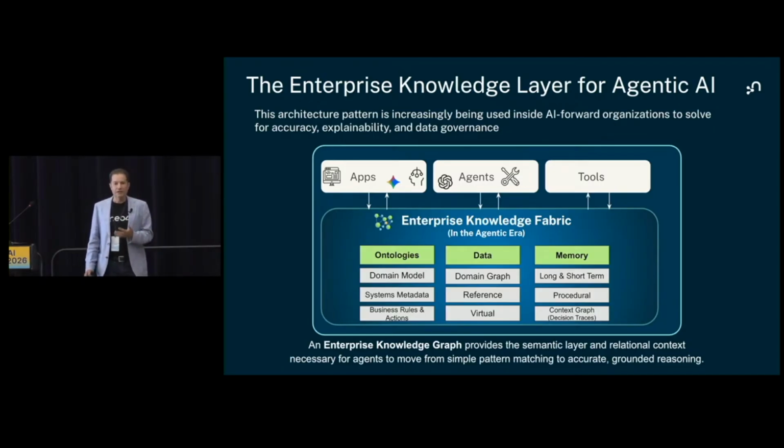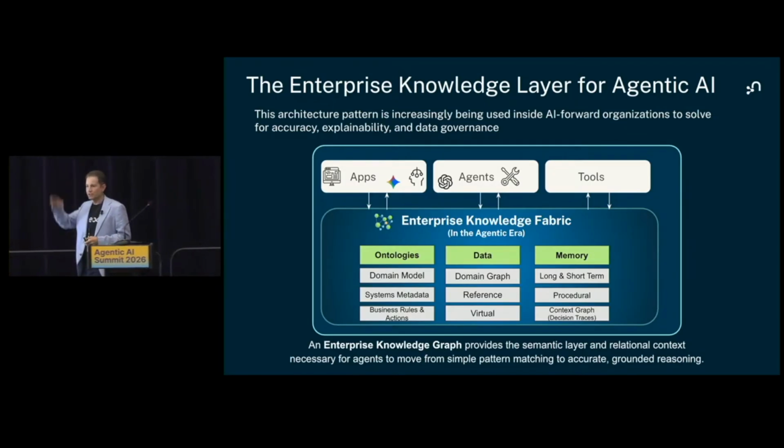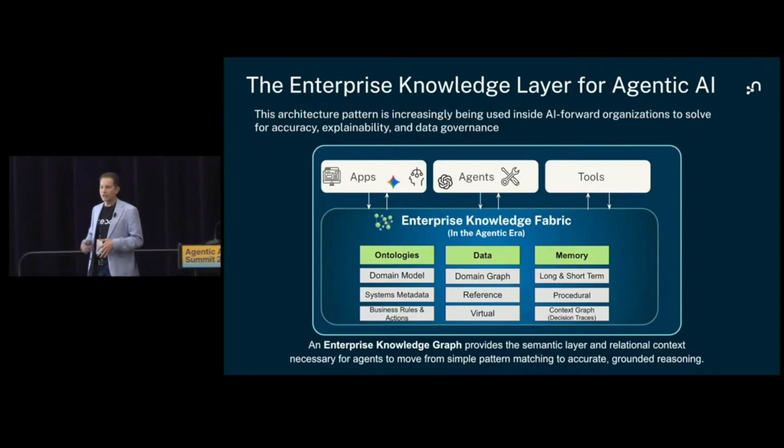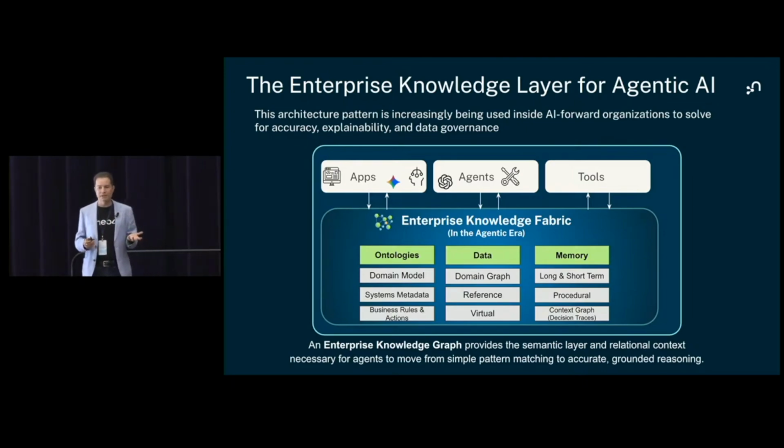And then last but not least is memory. Conversational memory is just all the different texts and prompts. But then, much like the human brain, as part of the process of sleeping and memory consolidation, you get long-term memory, which is what are the things that matter and how do they connect. Long-term memory tends to be best stored as a graph. Procedural memory tends to be best stored as a graph. Context and decision traces, which is another form of memory, likewise.